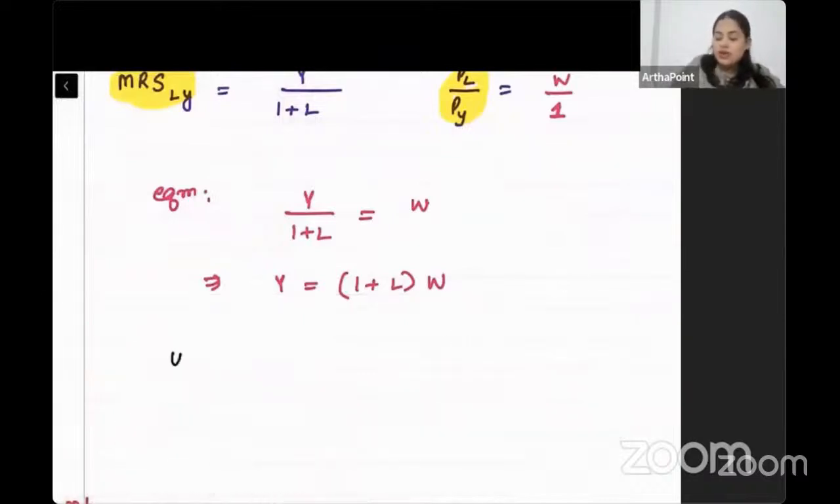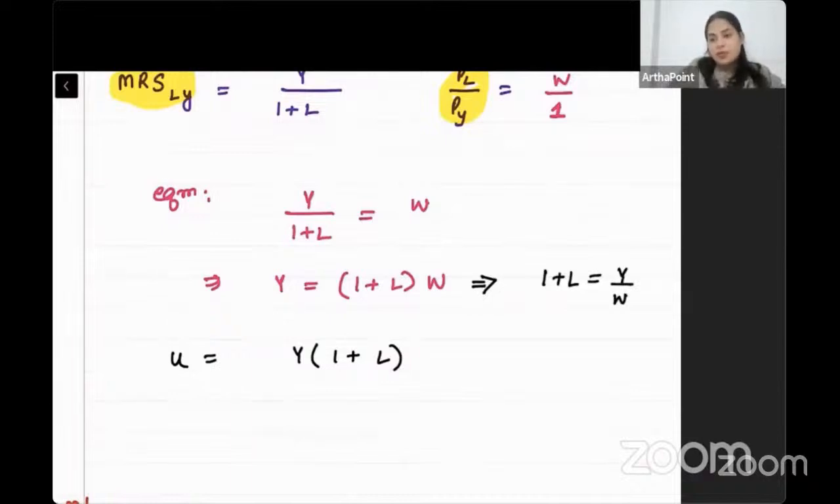So your utility function is given to you as y into (1 plus L). Think about this: you have to find the equilibrium labor and the equilibrium consumption. So beta, can I do this? From this budget line, I am getting 1 plus L is equal to y by W. So instead of 1 plus L, I can replace y by W.